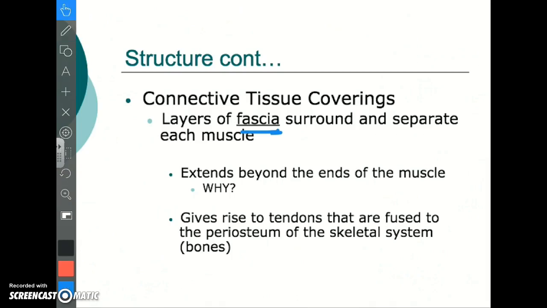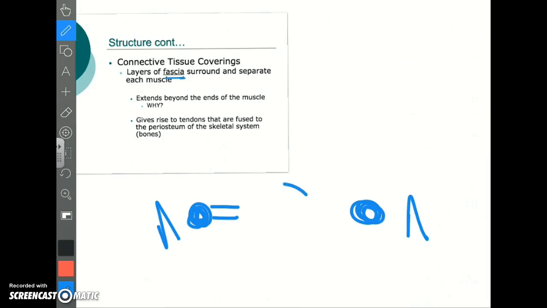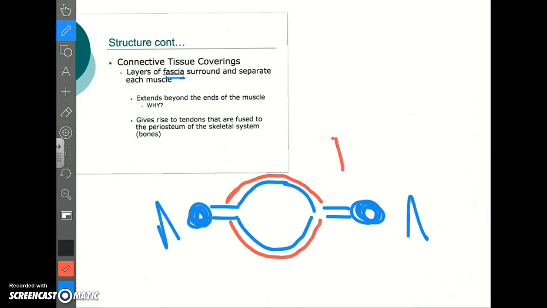So if we zoom out on this a little bit, that is a spot of attachment, that is a spot of attachment, and in between there, let's see if I can get this to work properly, I have a muscle. Now surrounding that muscle is an outer covering, and that outer covering is called the fascia.